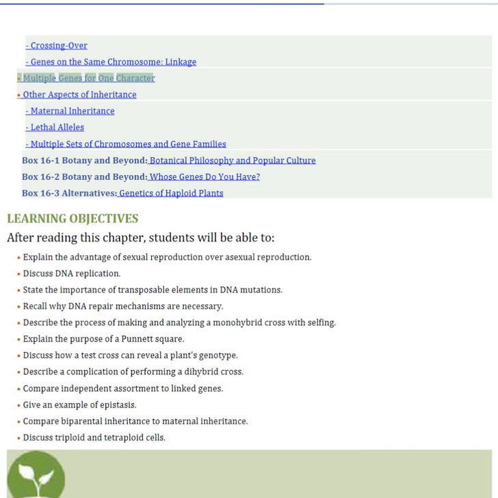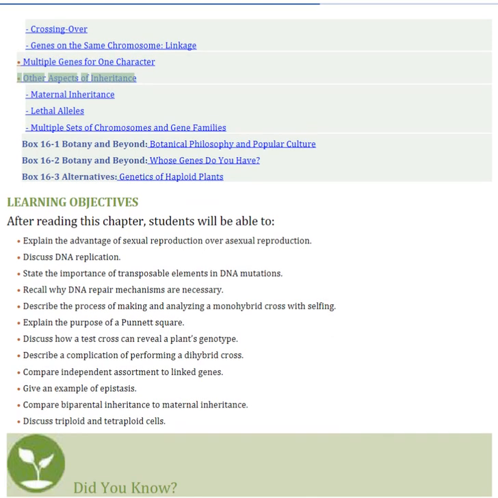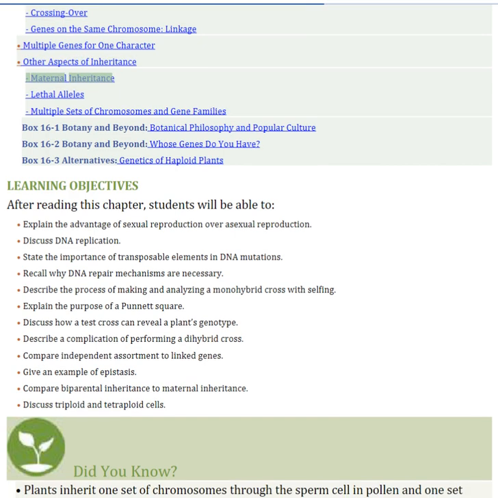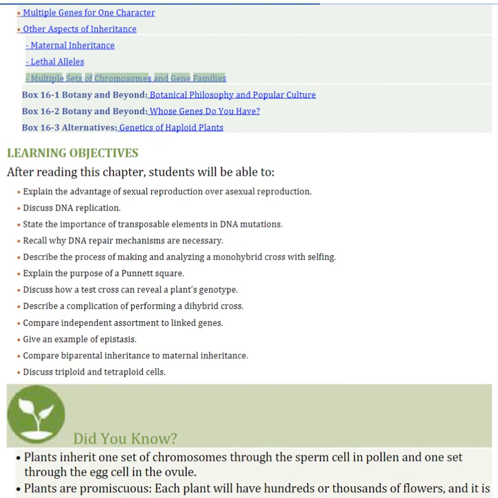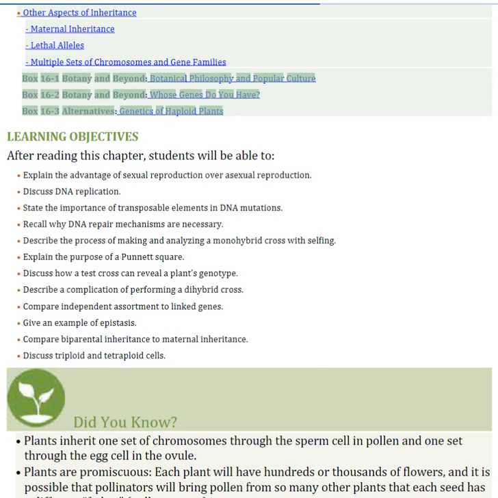Crossing over. Genes on the same chromosome, linkage. Multiple genes for one character. Other aspects of inheritance. Maternal inheritance. Lethal alleles. Multiple sets of chromosomes and gene families. Box 16-1 Botany and Beyond, Botanical Philosophy and Popular Culture. Box 16-2 Botany and Beyond, Whose genes do you have? Box 16-3 Alternatives, Genetics of haploid plants.